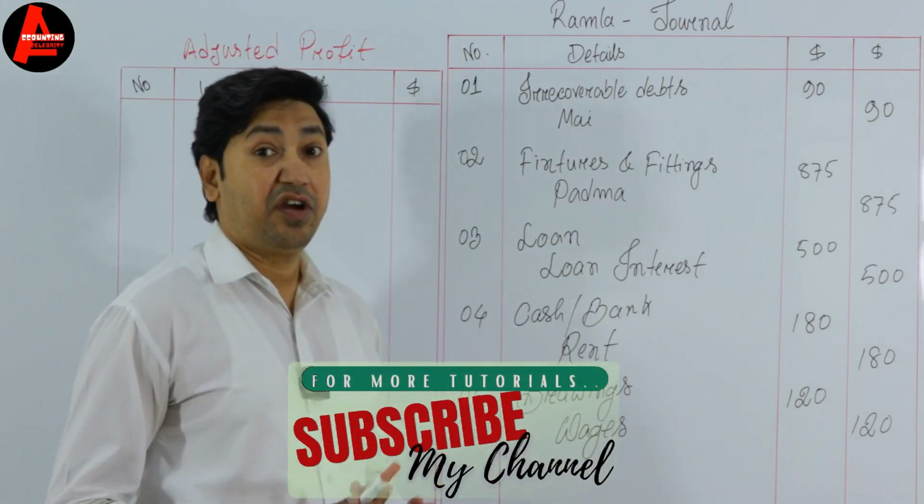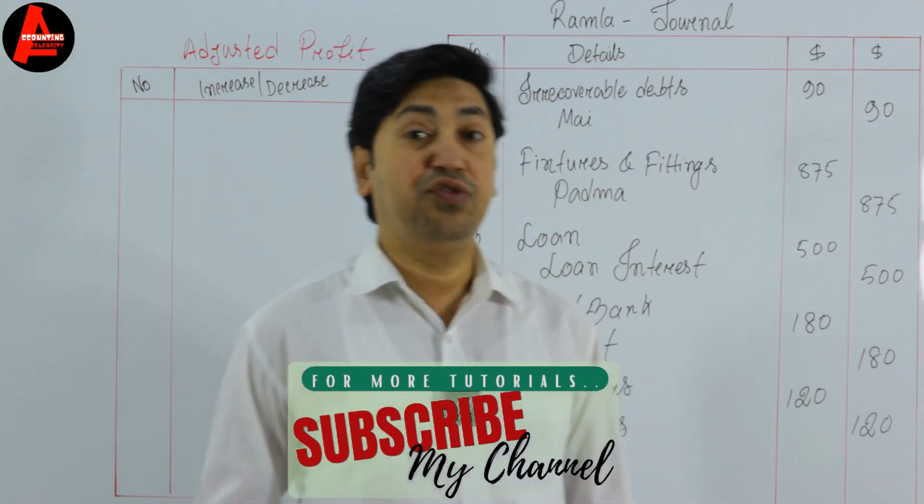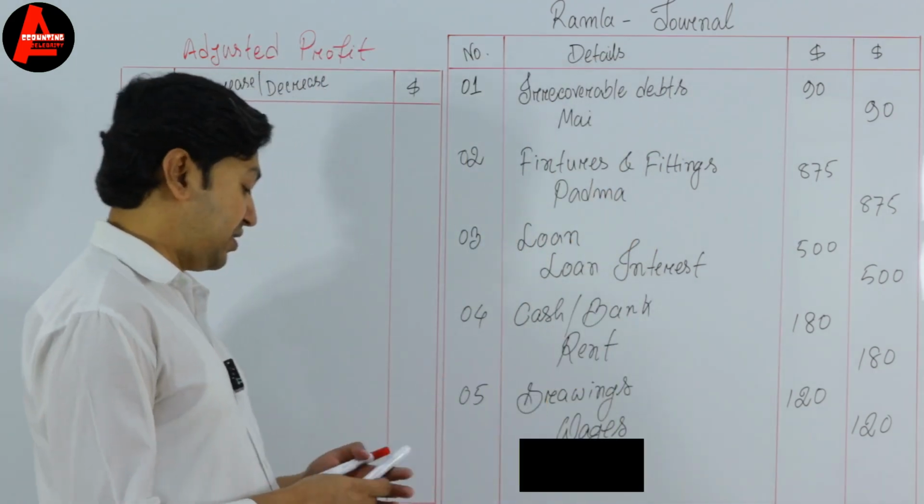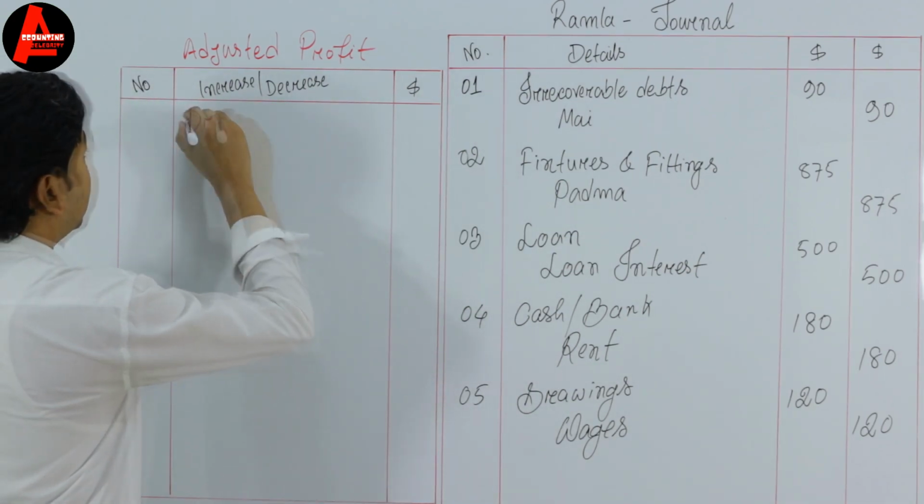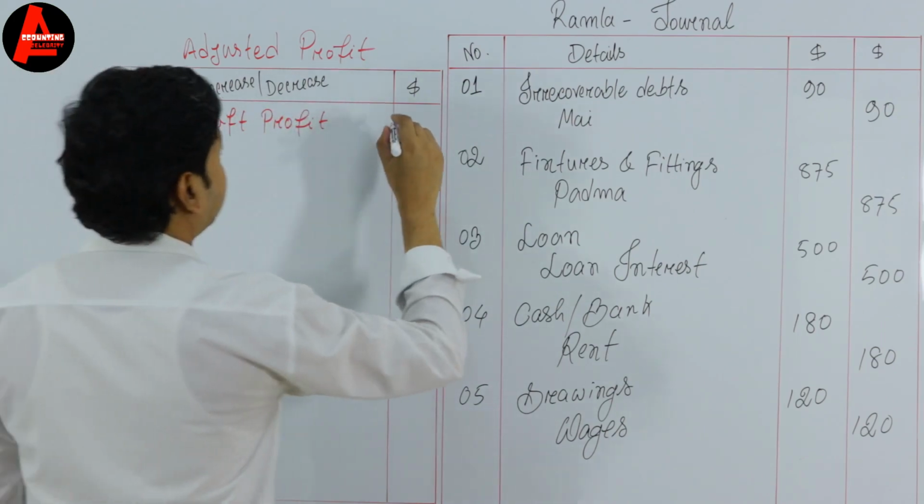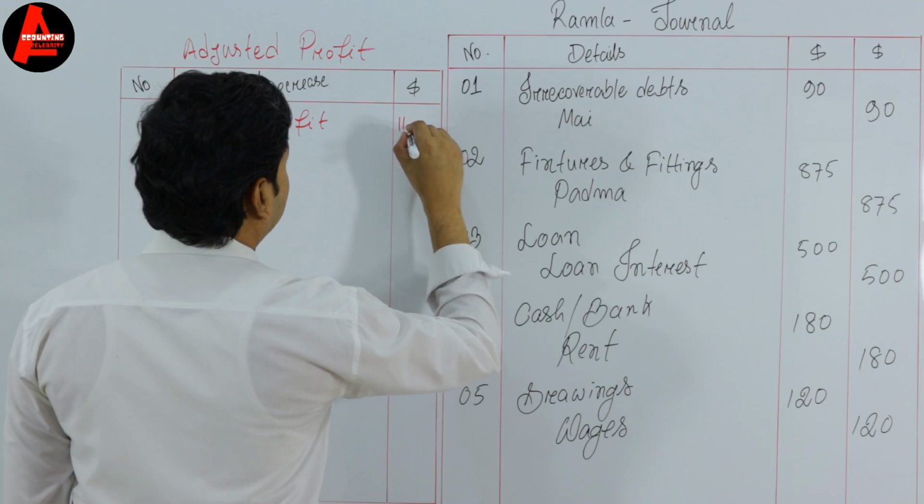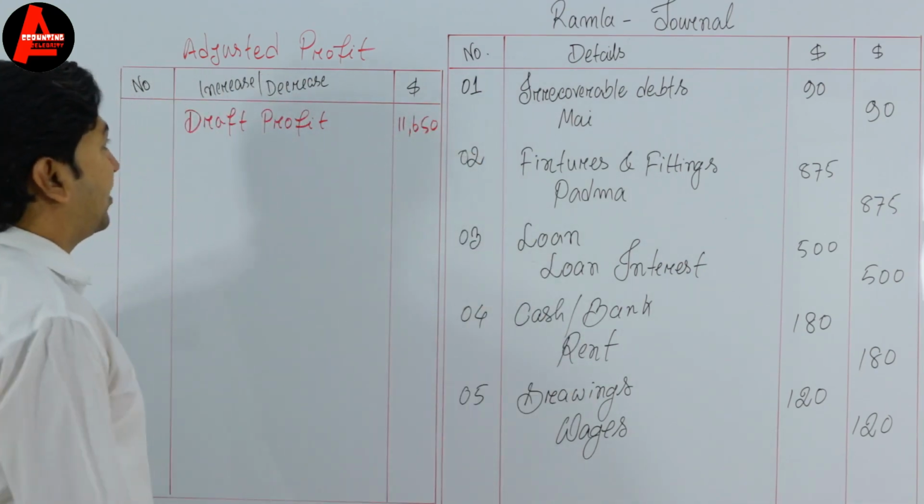So on the question the draft profit is given. We will write the draft profit first. Draft profit $11,650. It is given on the question.